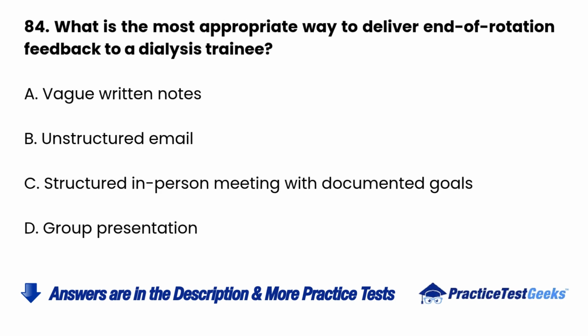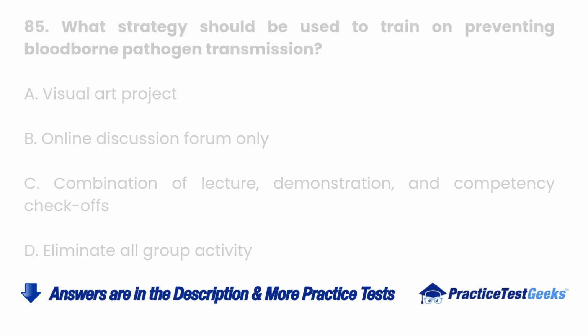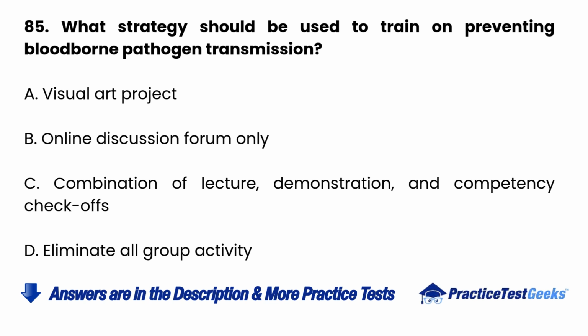84. What is the most appropriate way to deliver end-of-rotation feedback to a dialysis trainee? A. Vague written notes. B. Unstructured email. C. Structured in-person meeting with documented goals. D. Group presentation.